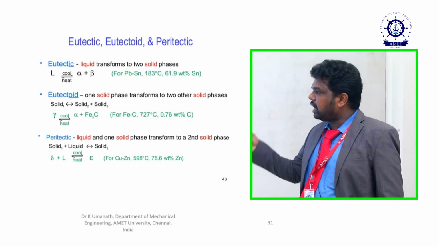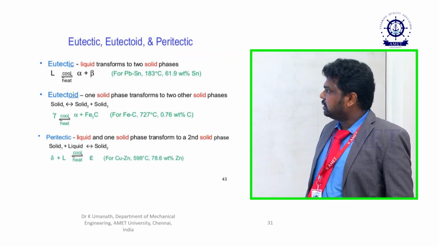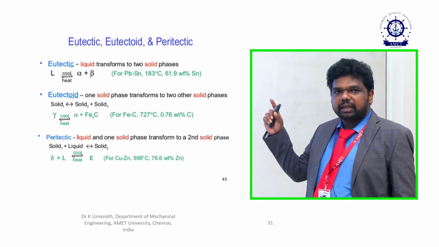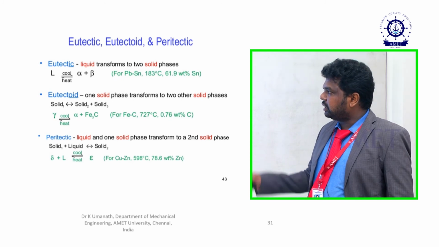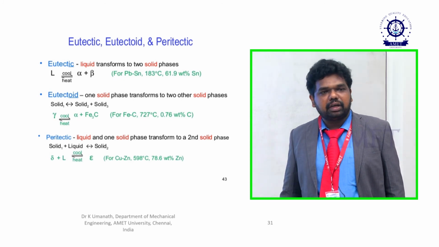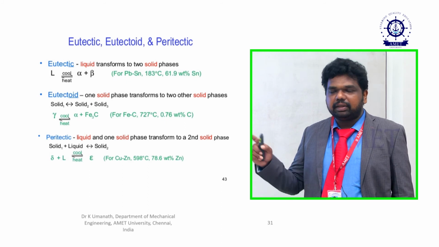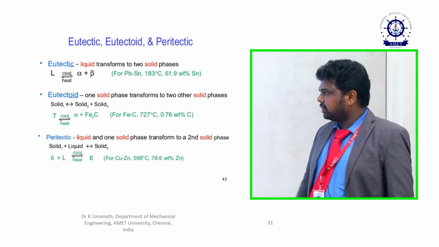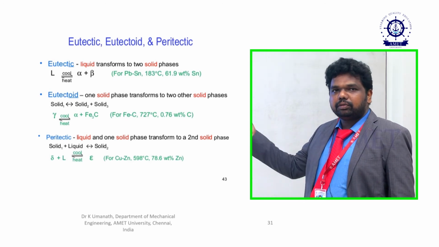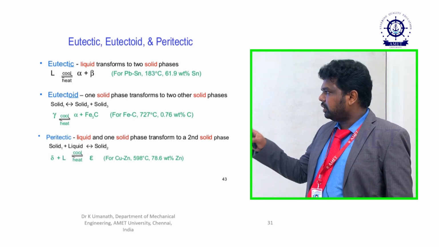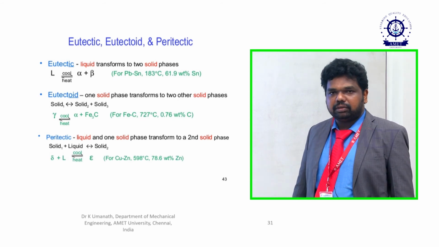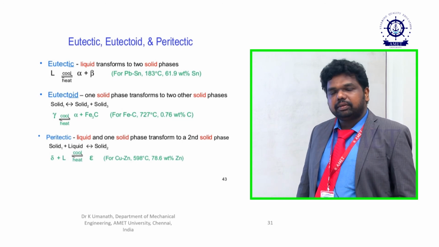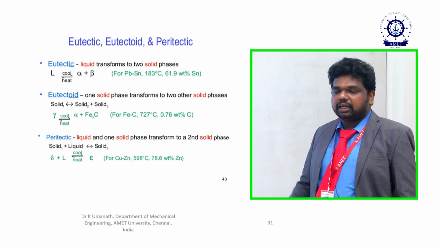I have given all three important reactions: eutectic, eutectoid and peritectic. Where these kinds of reactions occur is also given. So eutectic means a liquid transforms into two different solids. Liquid transforms into two solids. Eutectoid: one solid is transformed into two different solids, so it is solid 1 transformed into solid 2 plus solid 3. Then it is called gamma transformed into alpha plus Fe3C. It occurs in the iron carbon diagram.